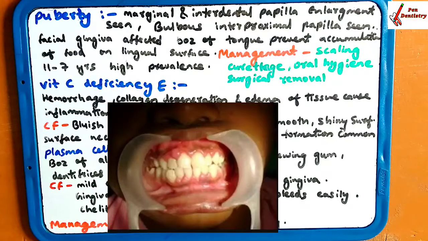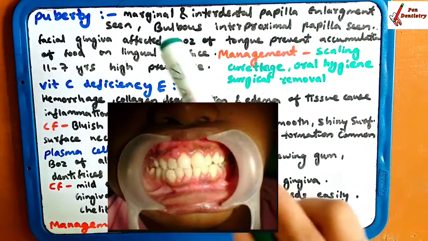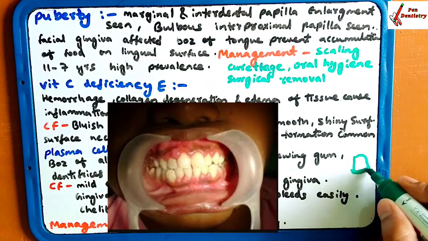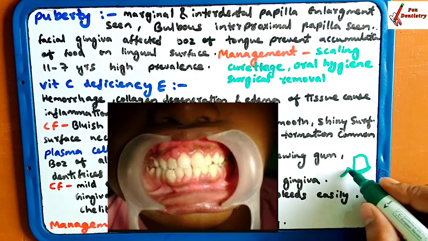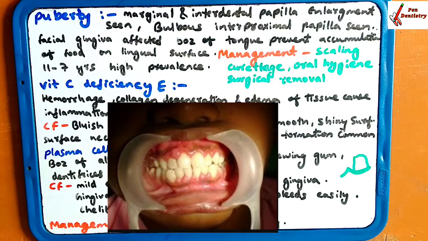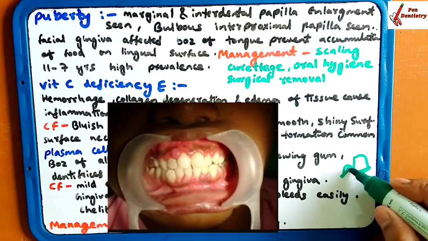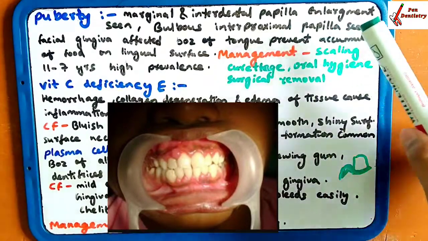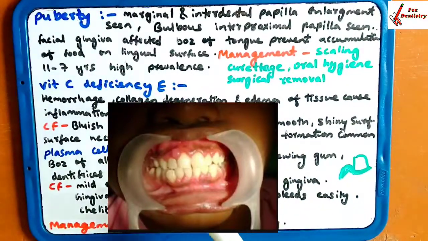Again the puberty. Now we are going to see the condition in puberty. Here, the marginal and interdental papilla enlarge. Mostly the marginal area around the tooth will enlarge and the interdental papilla will enlarge. This enlargement is seen. A bulbous interproximal papilla is seen, that is bulb shaped, like swollen. It is mostly seen in facial gingiva.